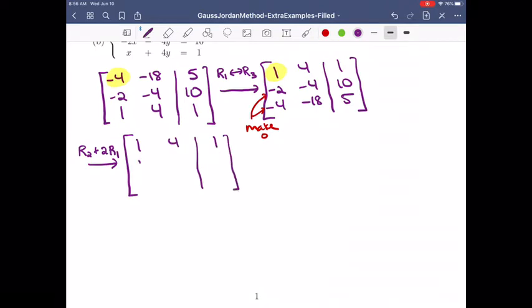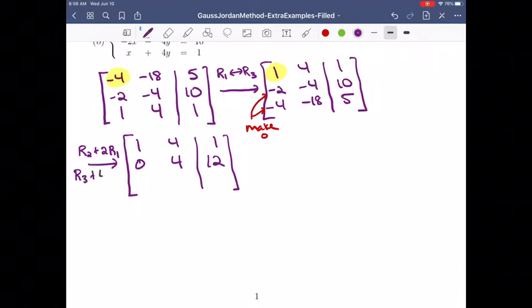Okay, so this is going to be a 0 now. -4 plus 2 times 4 is going to be +4. And 10 plus 2 times 1 is going to be 12. Okay, I also want to make the row 3 have a 0, so I want to add 4 of row 1. So now that one's going to be 0.